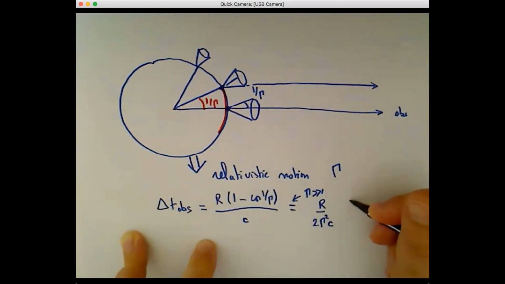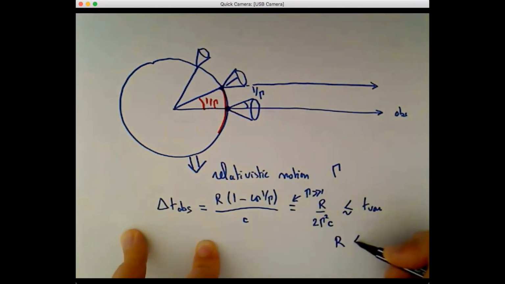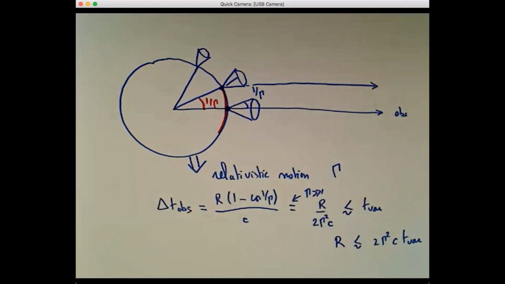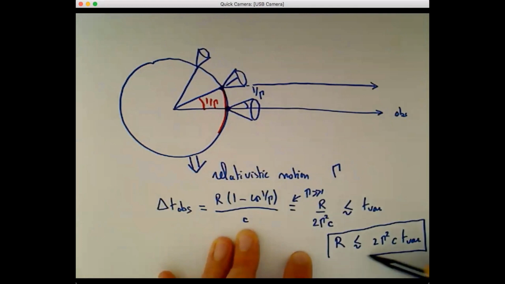And this should be smaller than the observed variability timescale. Otherwise, it means that my emission is smoothed over a longer timescale, and I cannot observe the sharp timescale variability. And this leads to my condition, the condition I used in the slide before. So this is a very important point in gamma ray burst physics.